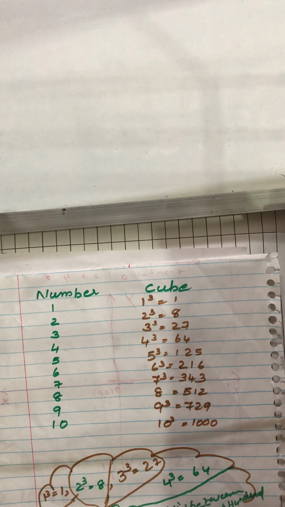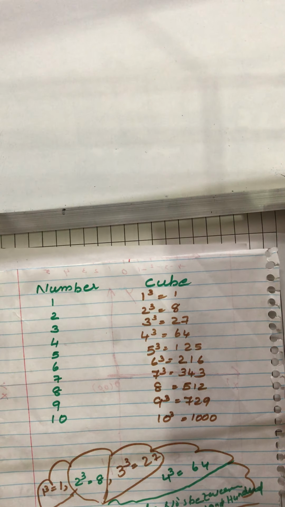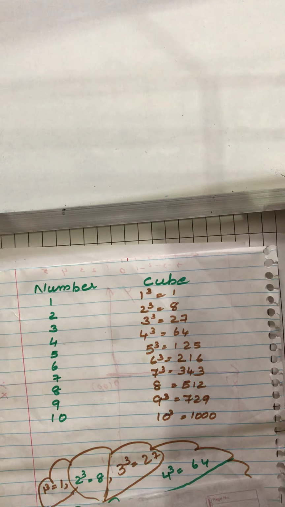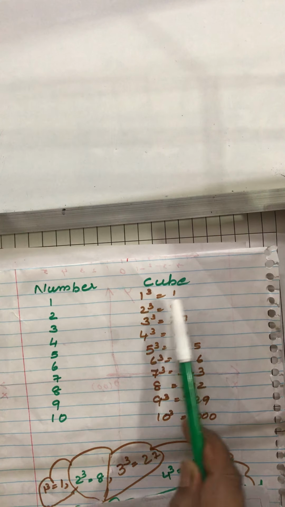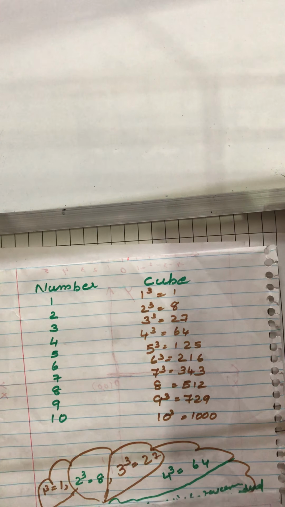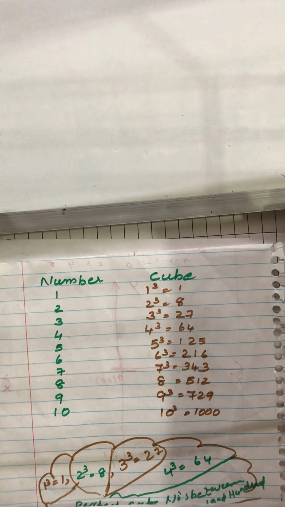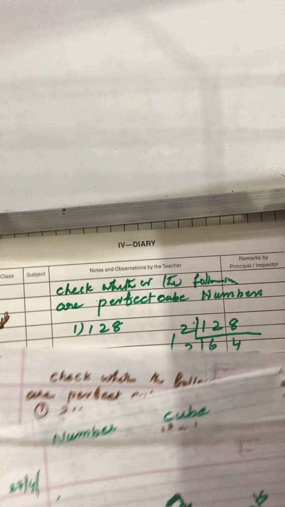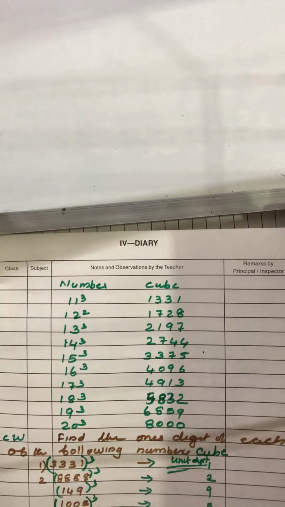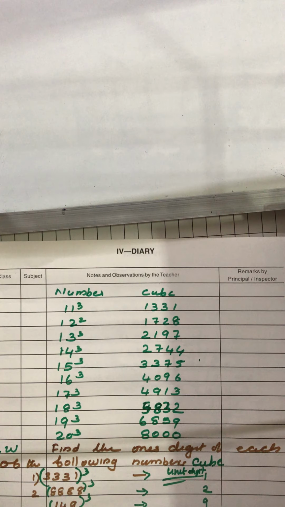Now which are the numbers less than 100? That is 1, 8, 27, 64. The other numbers are in the table. Now just go through the other table. That is the table that I explained, the perfect cubes of the other numbers, 11 to 20.